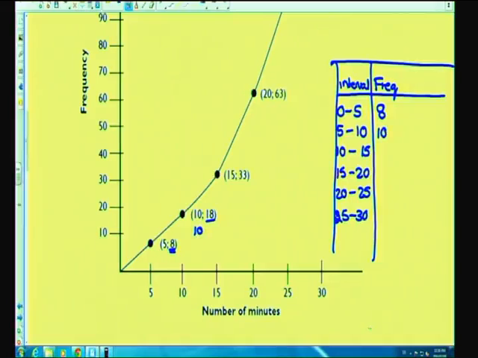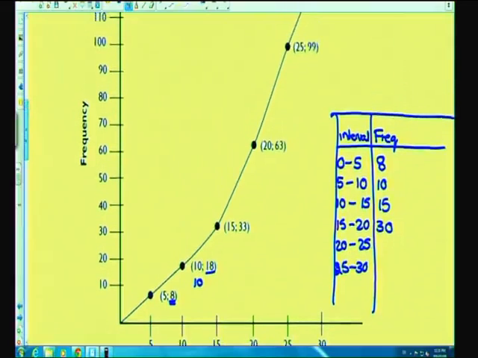Now in this one we've got 33 in total at 15 minutes, but we must take away the 18 that are in the 0 to 5 and the 5 to 10. So if we do that, we are going to get 15, I think it is. Yeah, it is 15. And then here, to get from 15 to 20, we must take 33 away from 63, so it's 30.